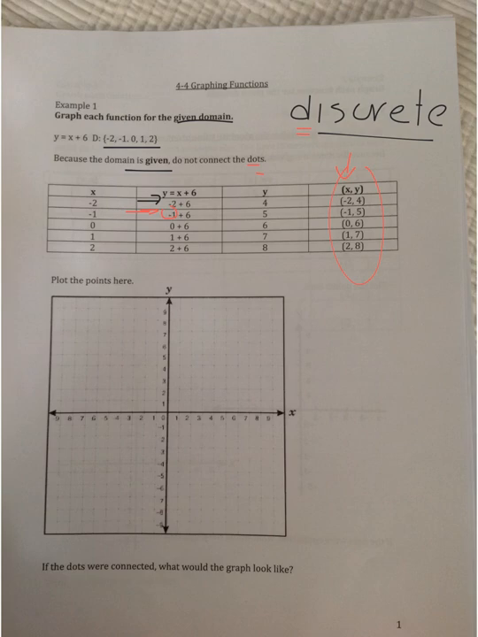So we have -2, so you're going to go to the left 2 and up 4, which is right here. -1, 5, 0, 6, 1, 7, and 2, 8. And that's what it would look like. If the dots were connected, what would the graph look like? It would just be a straight line.